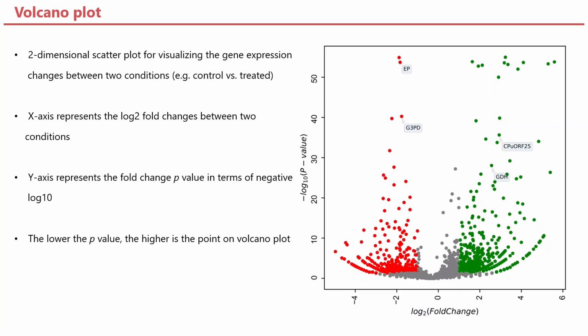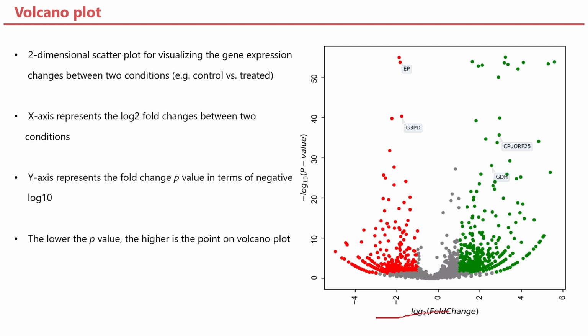Hi, today I will talk about how to create a volcano plot in Python. A volcano plot is a two-dimensional scatter plot that is largely used in bioinformatics for visualizing the gene expression changes between the two conditions, for example control versus treated samples.